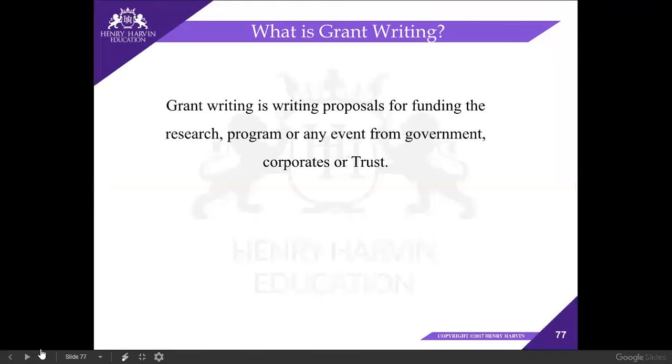Grant writing is writing proposals for the funding of a research program or any event from the government, corporates, or trusts. So when we are talking about seeking a grant for research in your college, if there is a person from a college or from academia who wants to go ahead and conduct research, obviously they would seek grants from the college, universities and so on. And usually a percentage is kept away for grants.